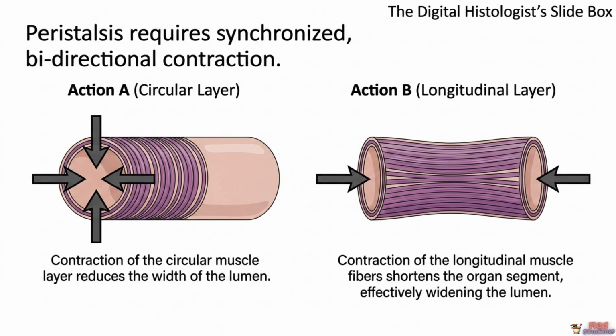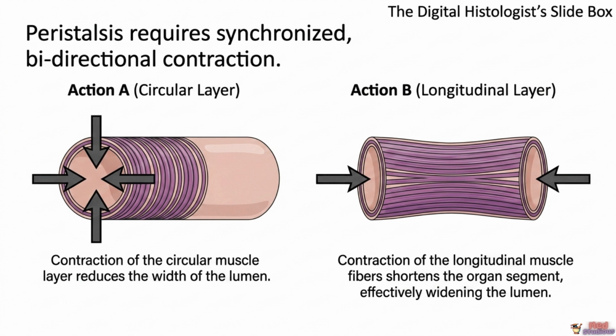Peristalsis is the wave-like movement that pushes food and fluid through our bodies, and it requires perfectly synchronized bidirectional contraction. It relies on two opposing actions working in harmony. Action A involves the inner circular layer. When these circular muscle fibers contract, they act like a drawstring, squeezing the tube and reducing the width of the organ's lumen. This prevents matter from moving backward.